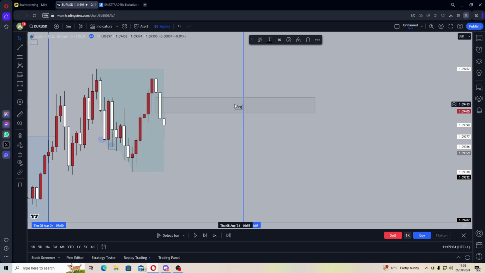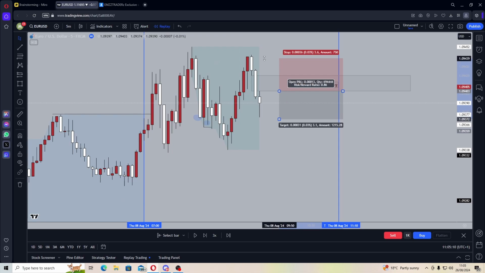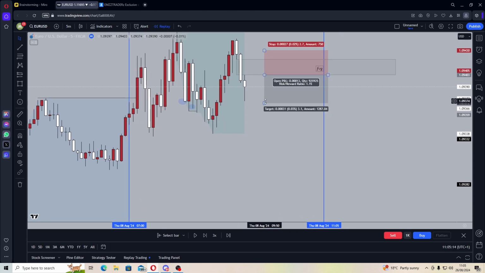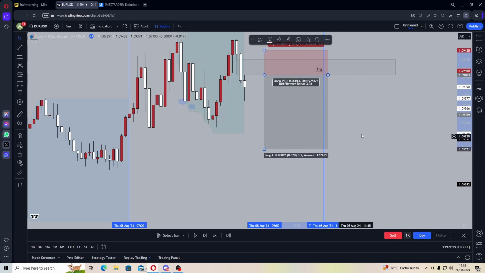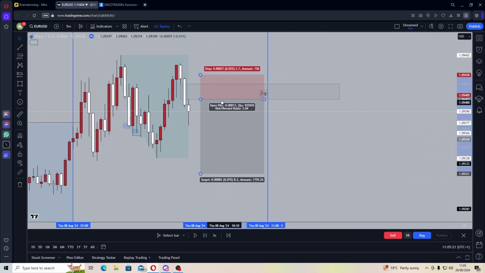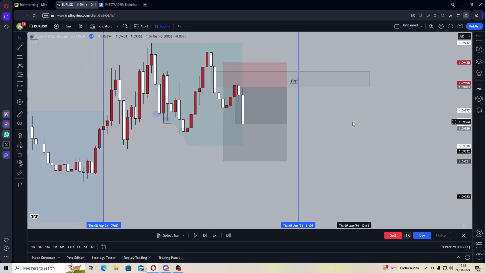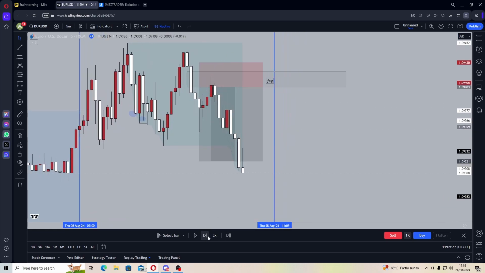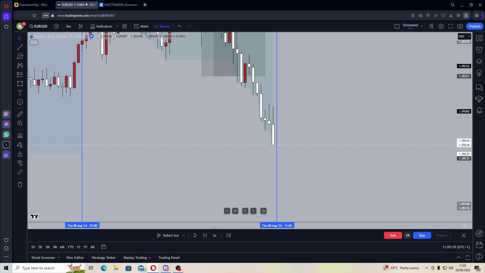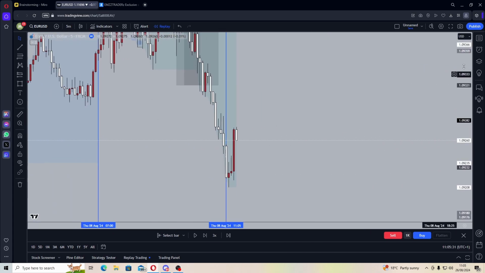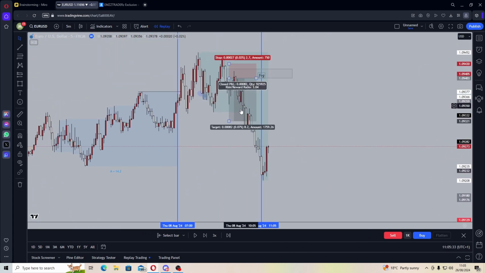Just lay this right here, and I'm going to be selling or short in this area, putting my stop loss just above this fair value gap candle, and putting my take profit all the way down to a 1 to 3. Now all we need to do is play price forward. It just entered right here, you can see. Now playing price forward, it just smashed take profit, and it's gone way more below. So this is the 1 to 3 that we just took.